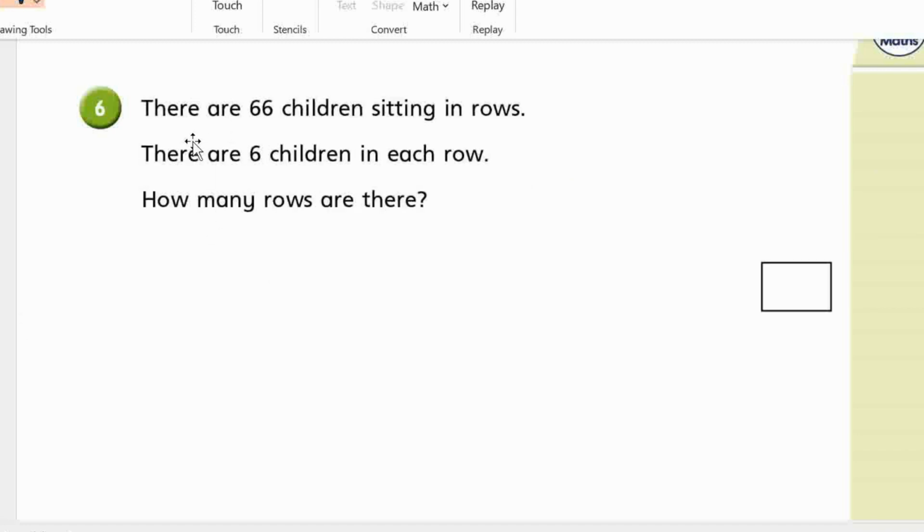Okay, to get our length. Right, there are 66 children sitting in rows. There are 6 children in each row. How many rows are there? What is the equation that we need to do? Good, 66 divided by 6. What does that equal?